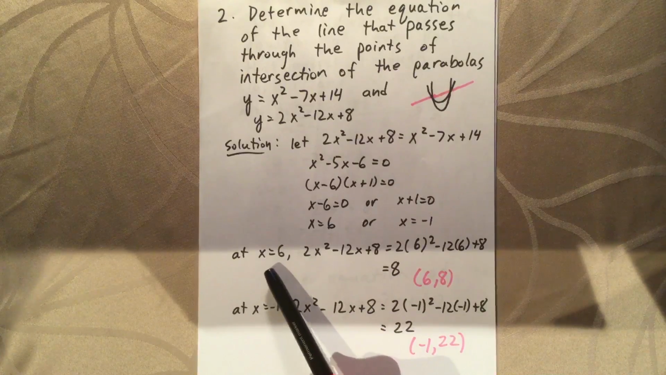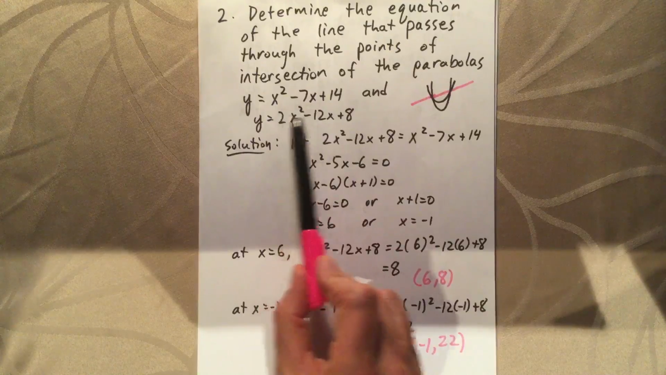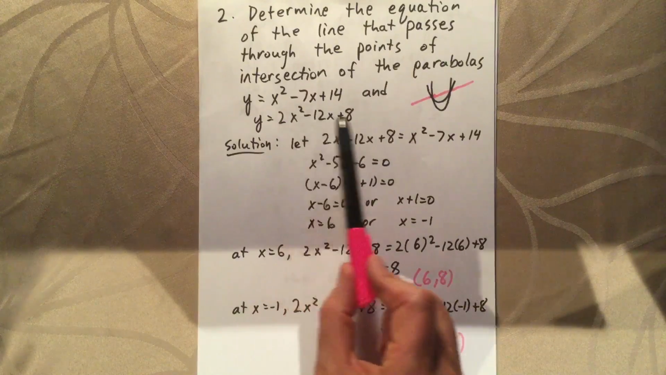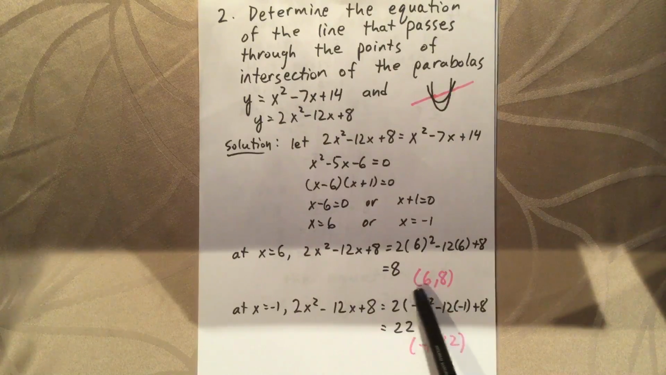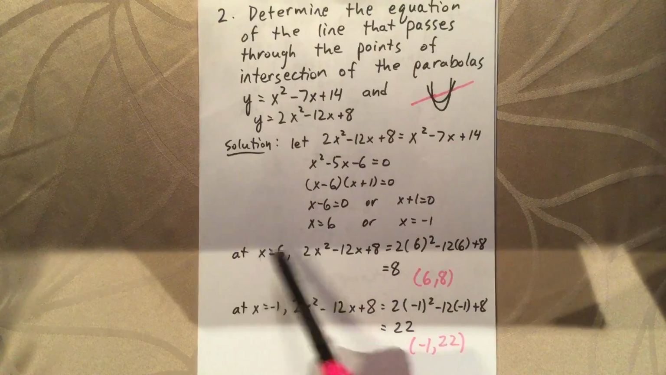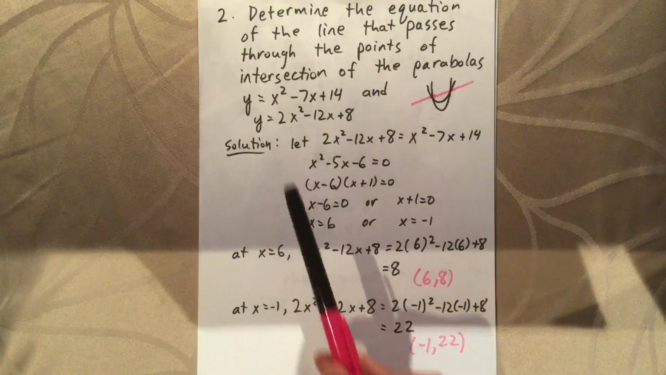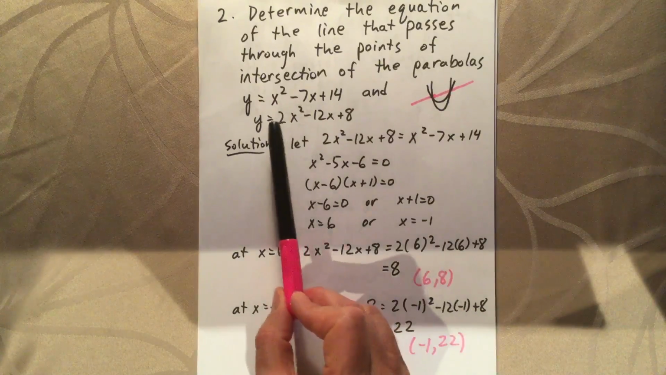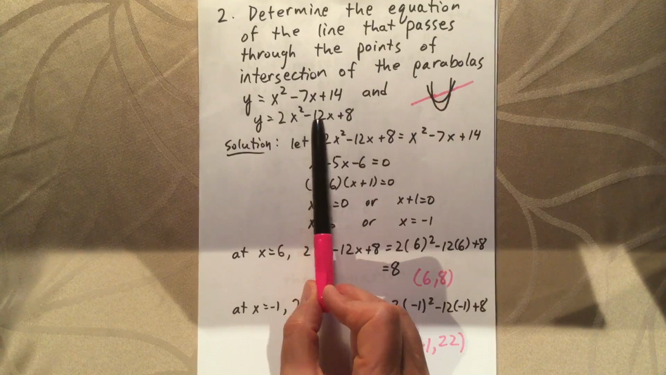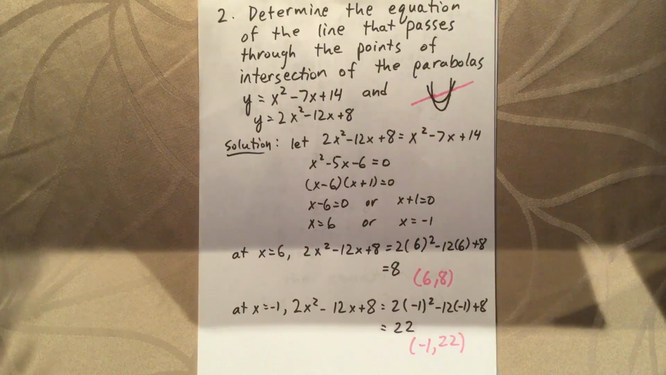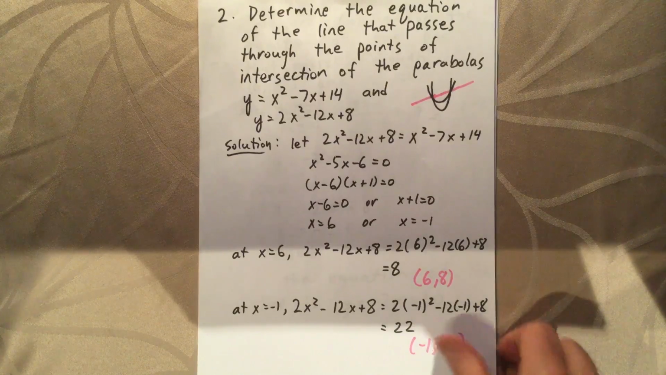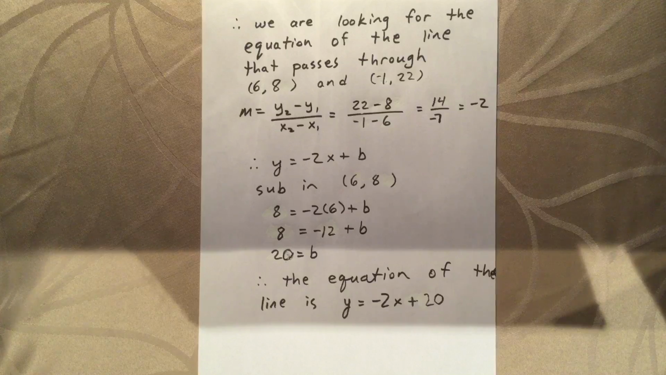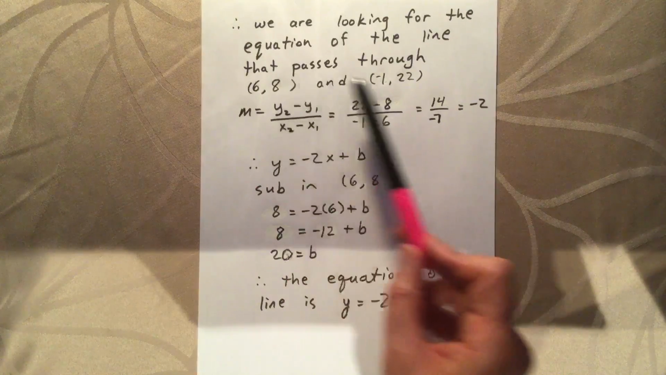Well, if x is 6, we should figure out what the y-coordinate is, so we can plug that into either one of these two expressions. So we take 6 and plug it in here and evaluate y. 2 times 6 squared minus 12 times 6 plus 8 is 8, so the point is 6, 8. And over here, when I let x be negative 1, 2 times negative 1 quantity squared minus 12 times negative 1 plus 8 equals 22. So I have a point at negative 1, 22, right here. I want to know the equation of the line that goes between those 2 points. So we're looking for the equation of the line that passes between 6, 8 and negative 1, 22.